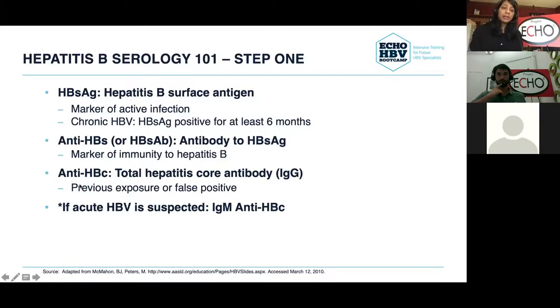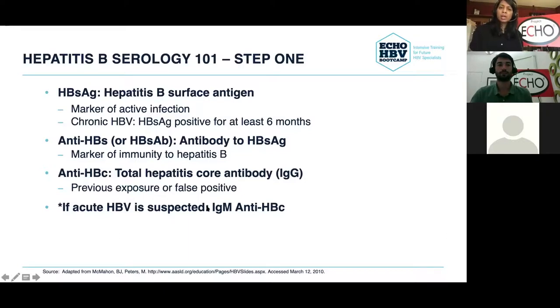Now, the third test is the core antibody test. We typically talk about this as the IgG test. So patients, I think you mentioned that there's an option in your panel of sending this as either the IgG, which is the total antibody test, versus the IgM. The total, the IgG test is what we usually use to distinguish previous exposure or infection.